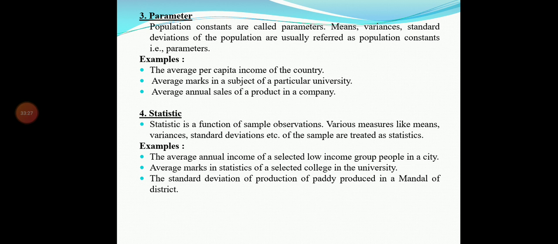Now come to the definition of statistic. Statistic is a function of sample observations. That is the definition of statistic: a function of sample observations. So various measures, the means, variances, standard deviations of the sample, are called statistics. It is not the subject statistics, it is a definition, statistic.